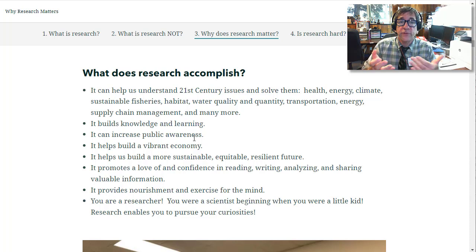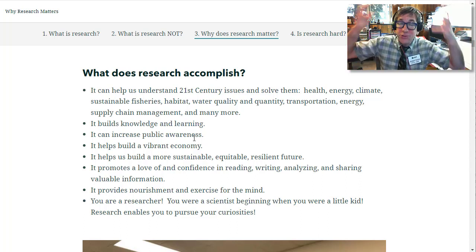Research helps build a vibrant economy where we can thrive, feed our families, and so on. Research helps us build a more sustainable, equitable, resilient future. Research promotes a love of and confidence in reading, writing, analyzing, and sharing valuable information. So it connects with the other things that you're actually doing in school or at university. Research provides nourishment and exercise for the mind.